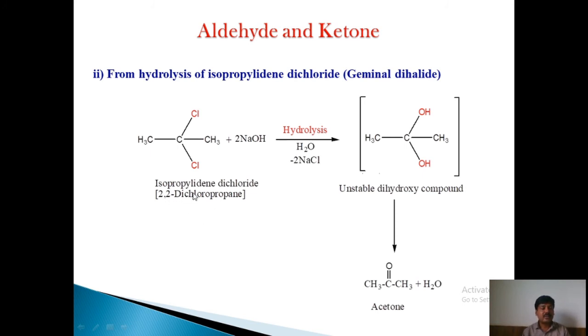See here, isopropylidene dichloride is also known as 2,2-dichloropropane. Look, in the hydrolysis of isopropylidene dichloride with sodium hydroxide solution, this unstable dihydroxy compound is formed. After that, this unstable dihydroxy compound loses a water molecule to produce our target compound, that is acetone. This is your second method for the preparation of acetone.